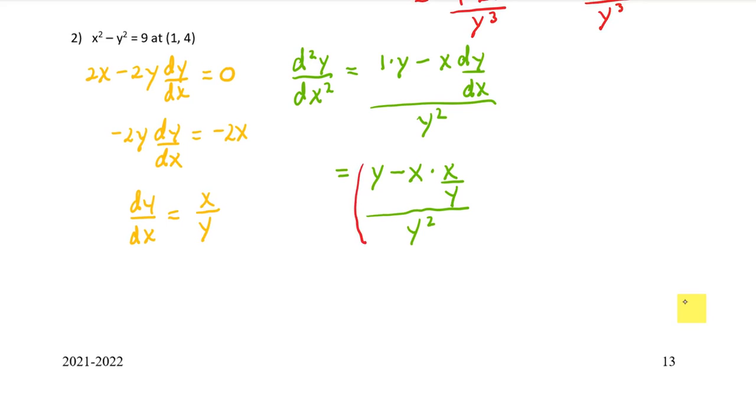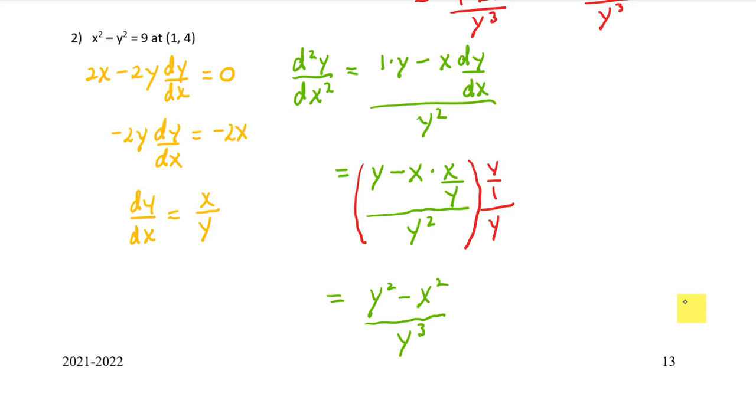I'm going to do a little bit of multiplication, y over 1 in the numerator and y over 1 in the denominator. And I end up with a very similar situation as the last time. I have y squared minus x squared, because the y's are going to cancel out, all over y cubed.